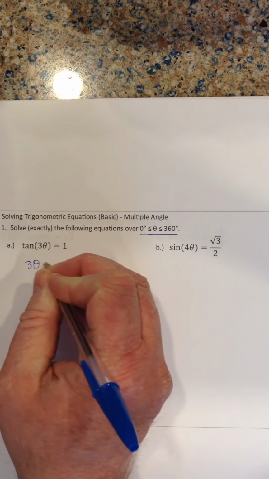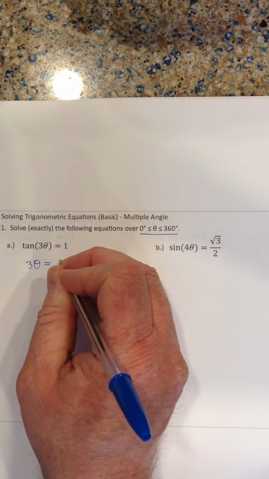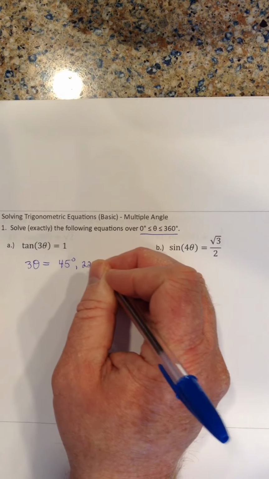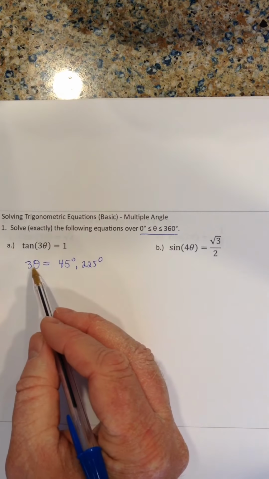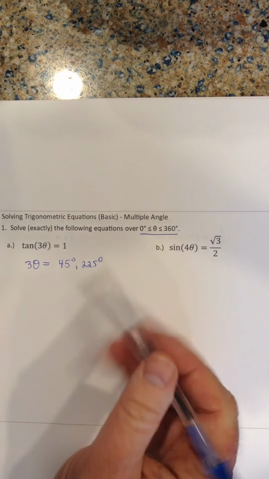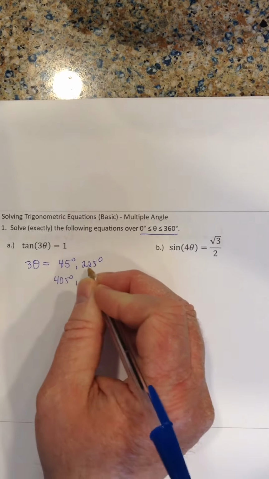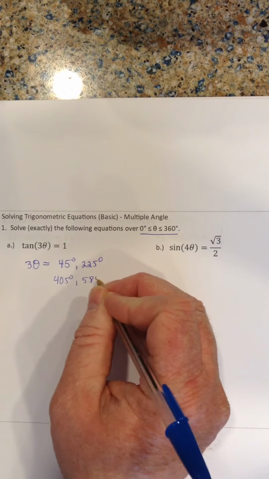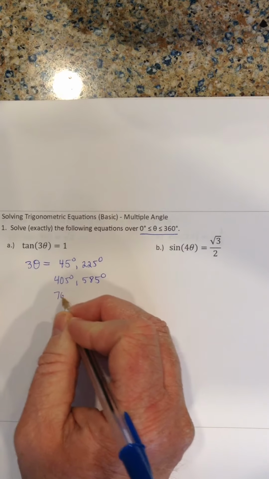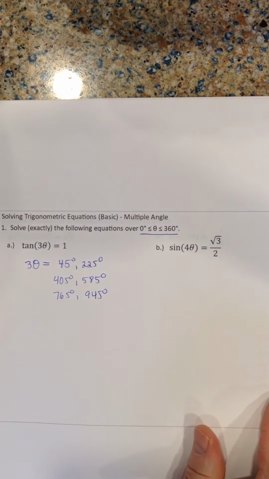So I want to know what value of 3 theta, if I take the tangent, will make it equal to 1. The tangent of 45 degrees is 1, so I know that's an angle. And the tangent of 225 degrees is 1. But since this is 3 theta, there's going to be more angles than this, so I can go from 0 to 360. So I'm going to add 360 to that, and to that, and that's 2 more. And then I'm going to add 360 again to each. And now I have 6 angles.